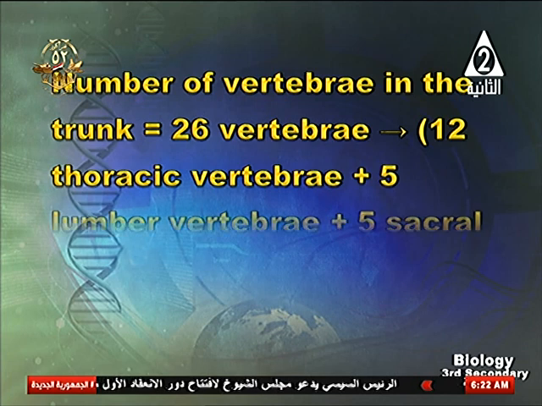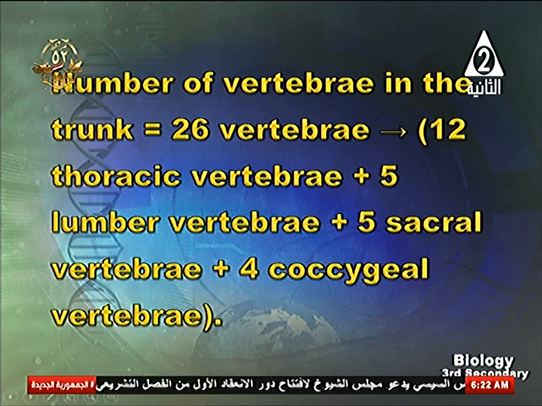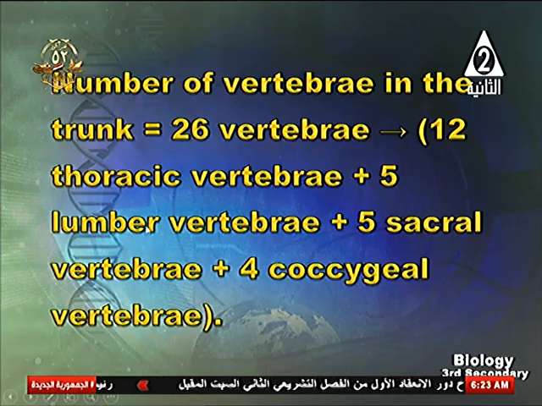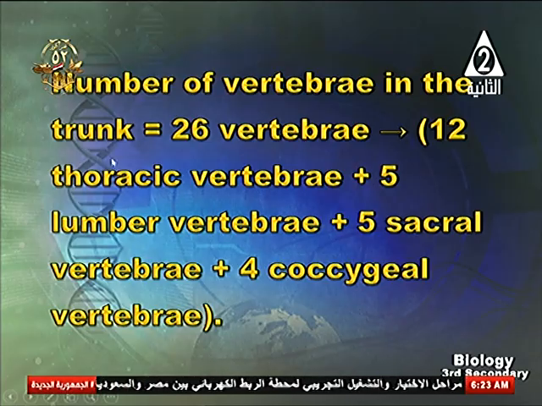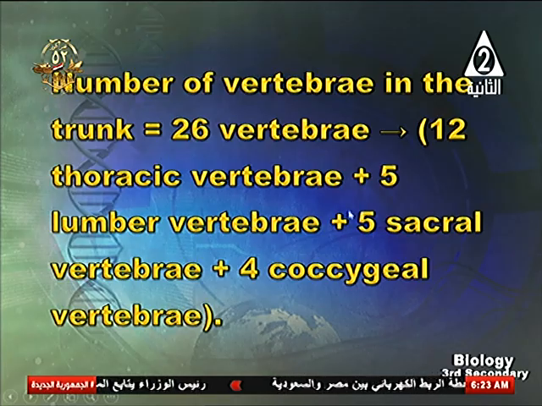lumbar vertebrae and pelvis. The number of vertebrae in the trunk is 26: 12 thoracic, 5 lumbar, 5 sacral and 4 coccygeal vertebrae. They are the number of vertebrae, not the number of bones. Number of vertebrae 26: 12 thoracic vertebrae, 5 lumbar vertebrae, 5 sacral vertebrae, 4 coccygeal vertebrae.